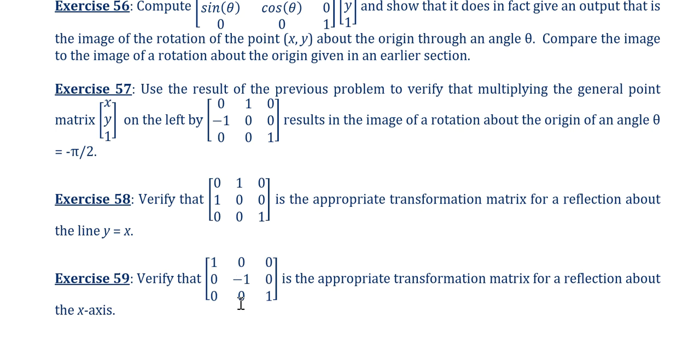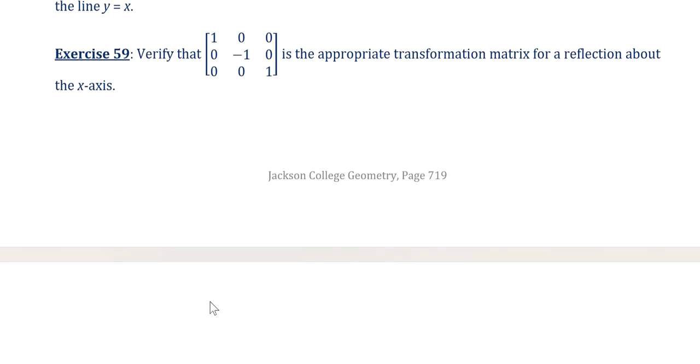And then here's another one. Verify that this is appropriate for a reflection about the x-axis. What should happen here is it should change the sign on y and leave x alone. Okay, so I'm going to let you verify those.